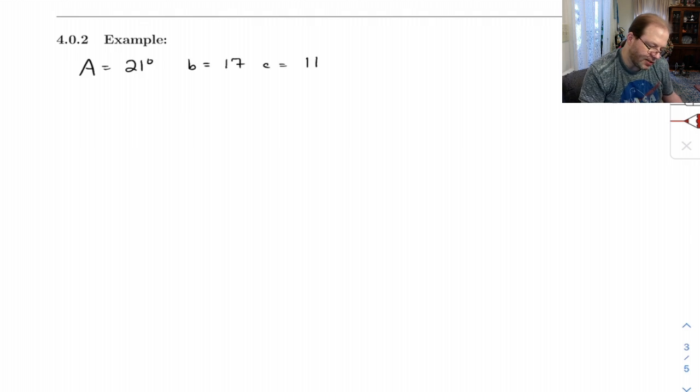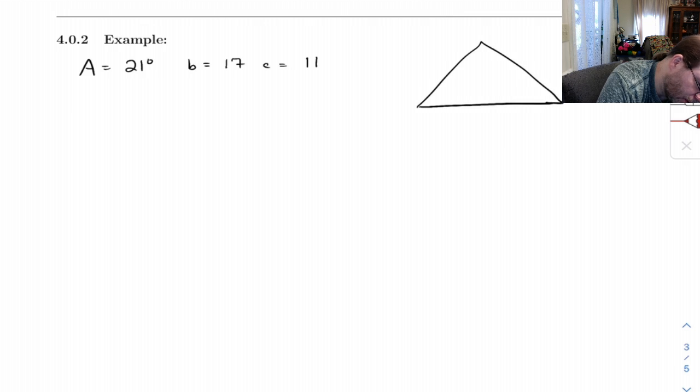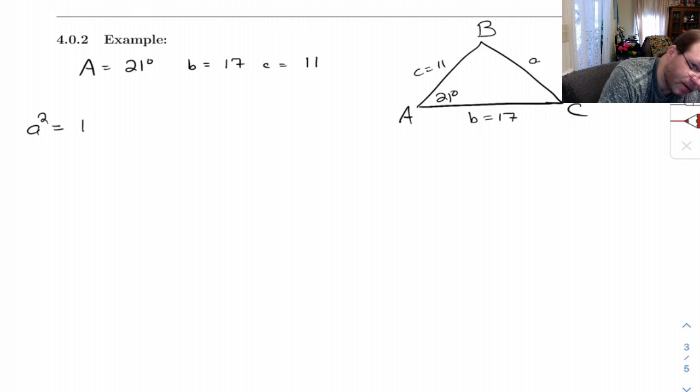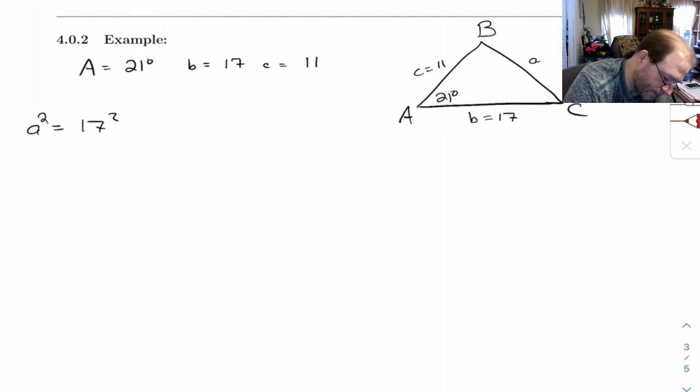All right, let's look at this next one. A is 21 degrees, B is 17, and C is 11. So 21 degrees for A, put B here and C here. So little b is 17, little c is 11. So again, we've got to come up with what's a. Well, a squared equals b squared plus c squared minus 2bc cosine A.